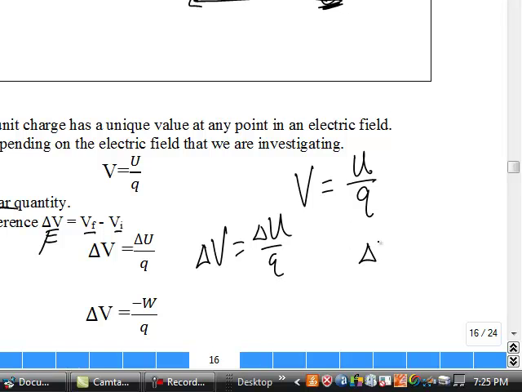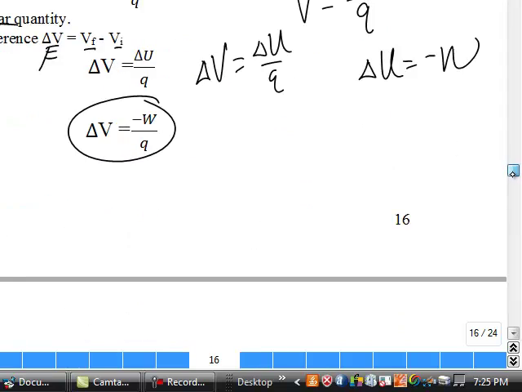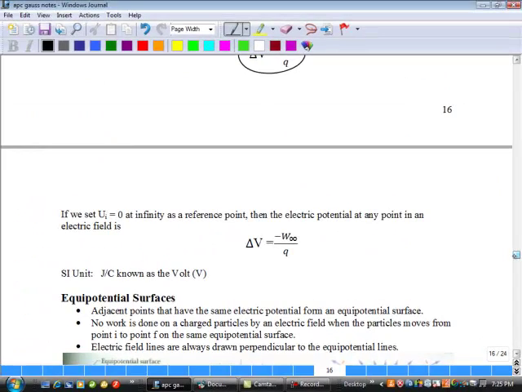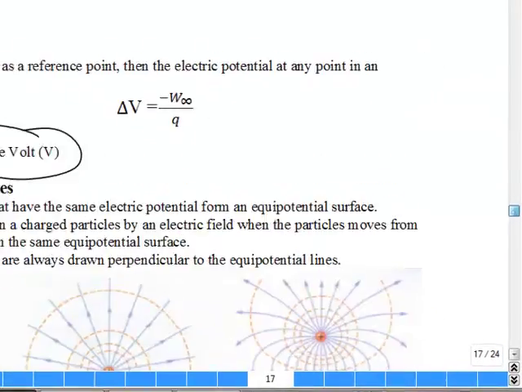We just learned that delta U is the negative work, and so my change in potential is going to equal the negative work over Q. If we set our initial energy to 0 at infinity as our reference point, then the electric potential at a point becomes the negative work as we move from infinity, per unit charge. This is known as a joule per coulomb, known as the volt.